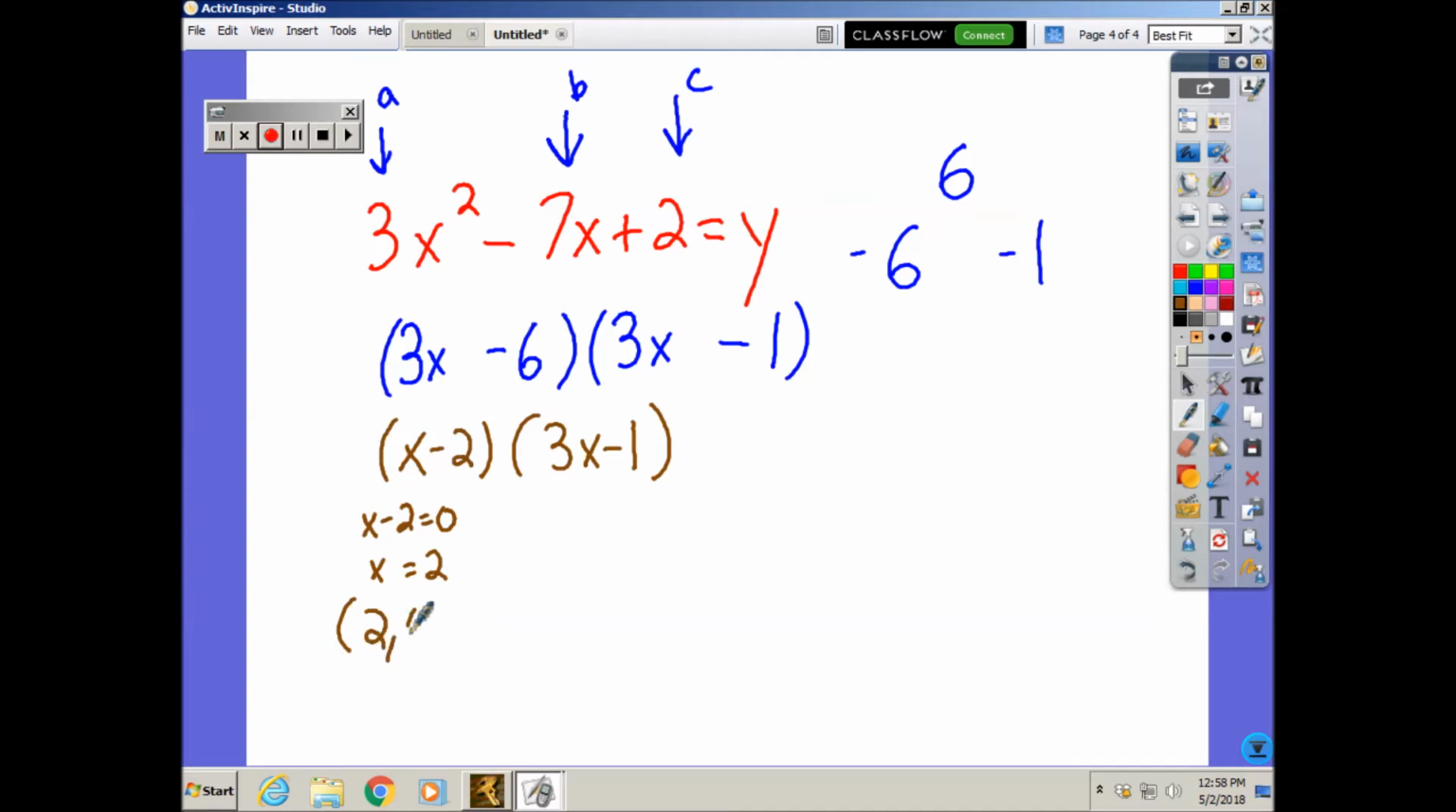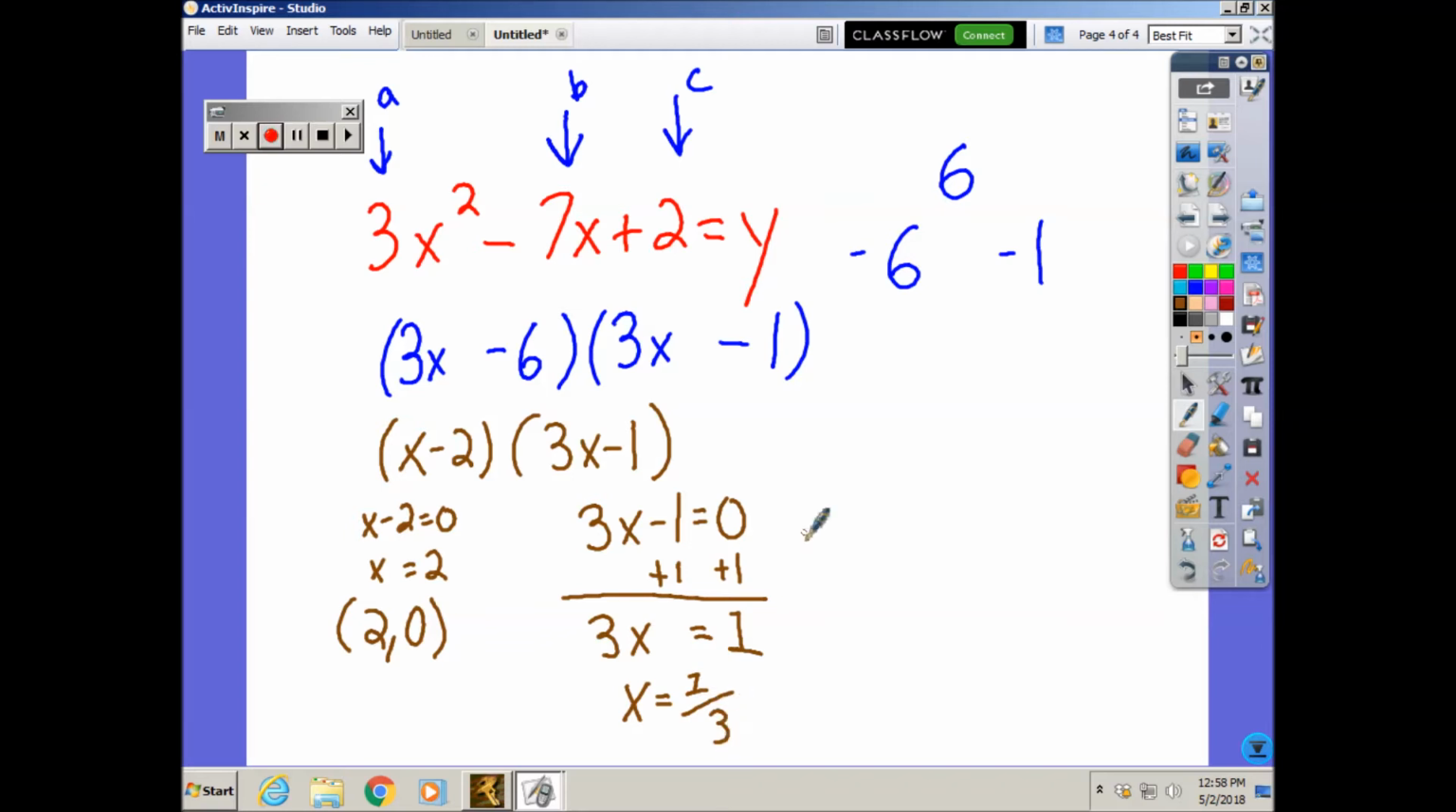I need to write this as an ordered pair. The x value is 2, the y value is 0. But for the other one, I need to do 3x minus 1 equals 0. I add 1 to both sides. I get 3x equals 1. I then divide both sides by 3, and I get x equals 1 over 3, which means this x-intercept is 1/3, comma 0.